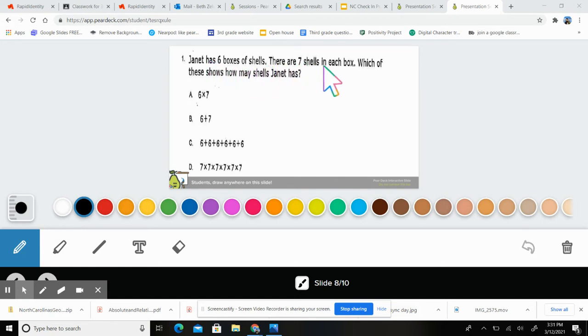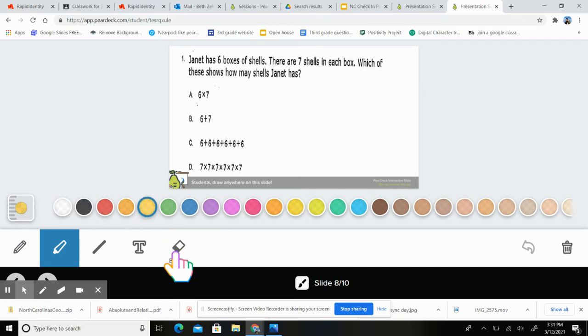There are 7 shells in each box. Which of these shows how many shells Janet has? I am going to think of my clue words and I see boxes right here, and I'm thinking that boxes is going to help me with my groups. I also know that groups represents my first factor, or your first number in a multiplication equation, because I can put several things in one box and you can put several things in a group.